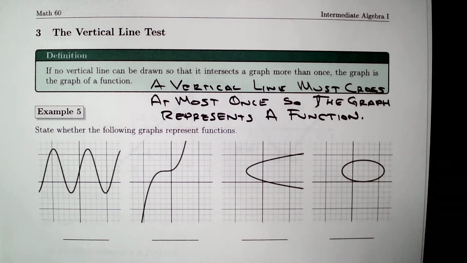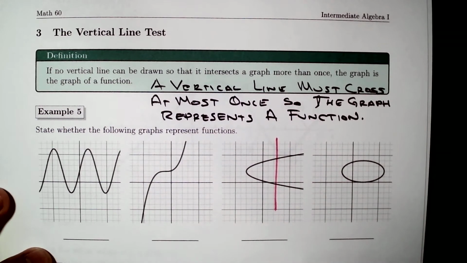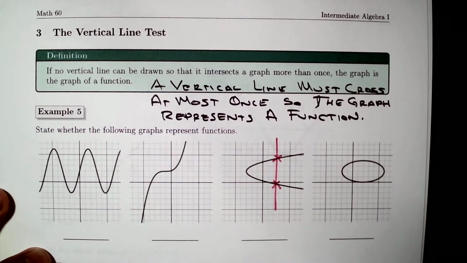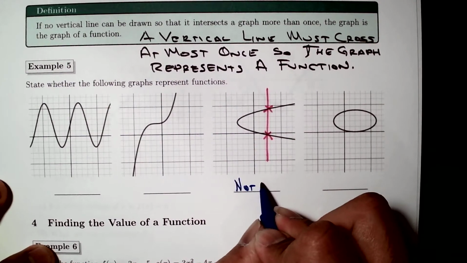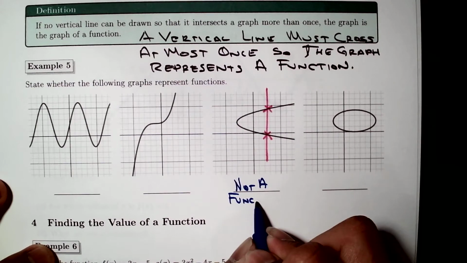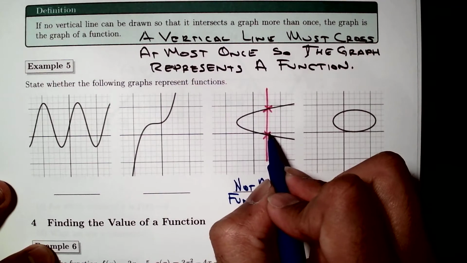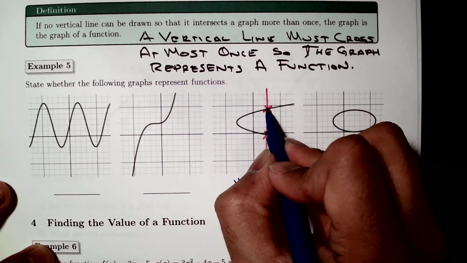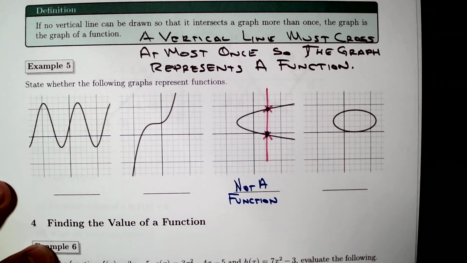I'm going to look at the third example, and I'm going to trace a vertical line. And in this case, notice how this vertical line is crossing the graph more than once. For this reason, this is not a function. Why is that? Well, if we analyze this, this value of x is corresponding to two different values. And we cannot have that.